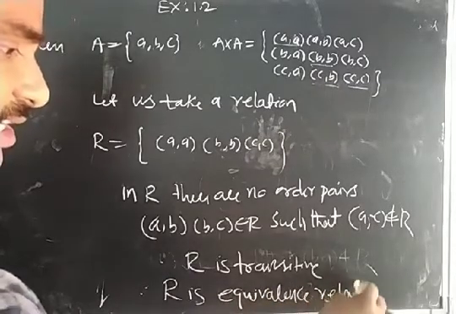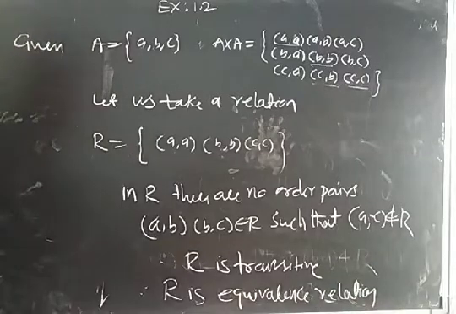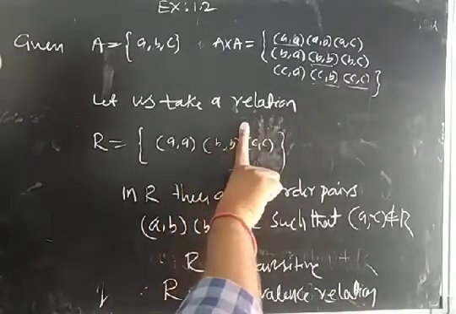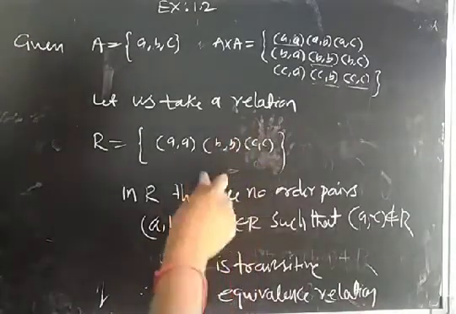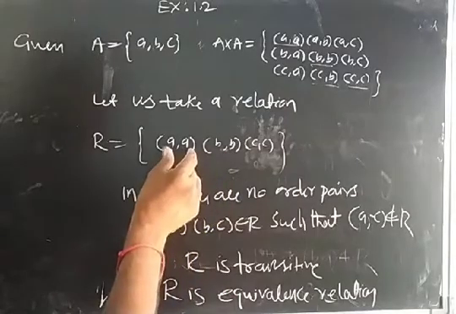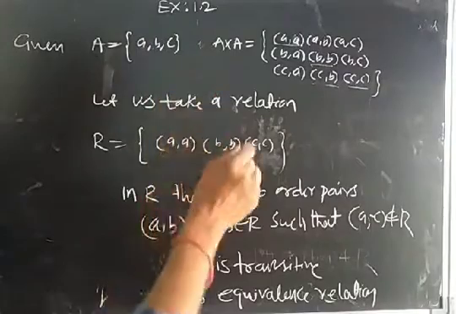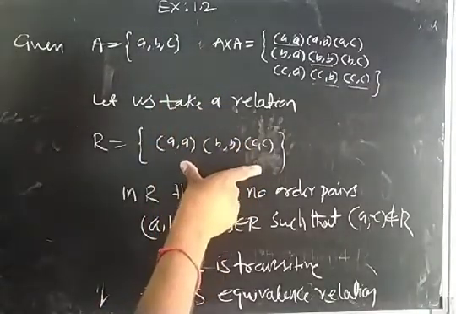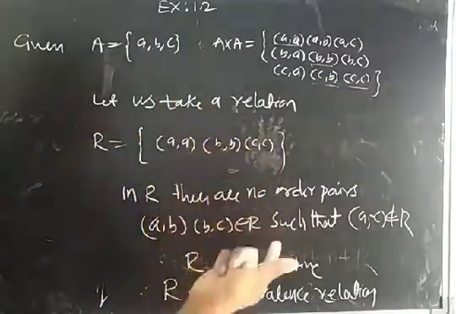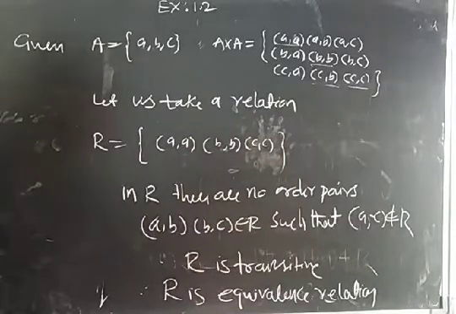We got an equivalence relation with only 3 ordered pairs. If I take only 2 ordered pairs, it will not be reflexive. If I take only one, again it is not reflexive. Definitely you should take (a, a), (b, b), (c, c). Then only it will be reflexive. After reflexive, we can check symmetric and transitive also.